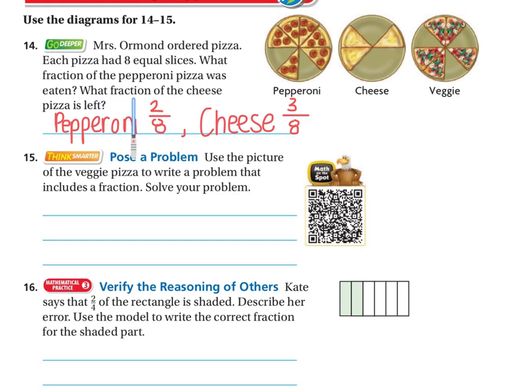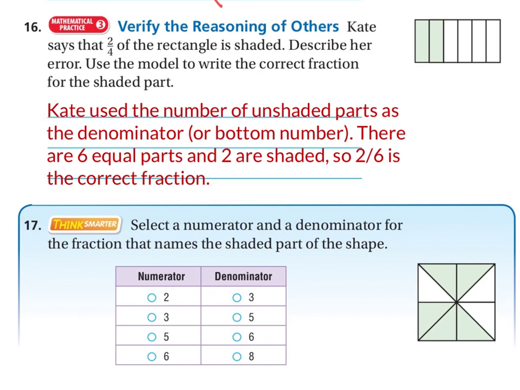Next, it says what fraction of the cheese pizza is left. That's the opposite of what we just did. So out of the cheese pizza, we see that there are 3 pieces left. Now remember, each pizza had 8 equal slices. So we have 1, 2, 3 out of a total of 8. That is 3/8. We skipped number 15, so let's go ahead and jump to number 16. Pause the video right now and check your answer to number 16.